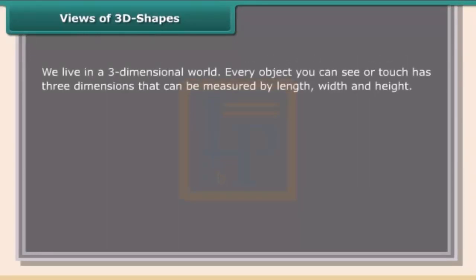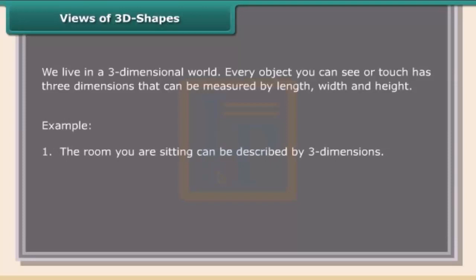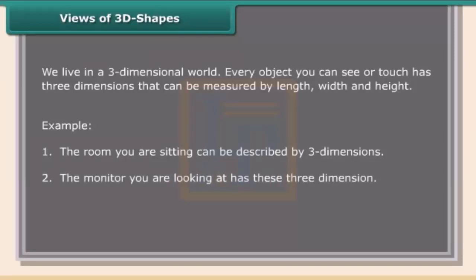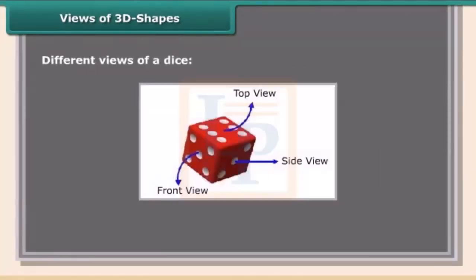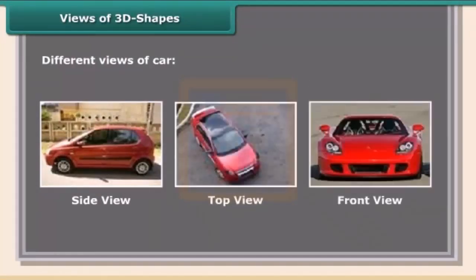Views of 3D shapes. We live in a three-dimensional world. Every object you can see or touch has three dimensions that can be measured by length, width, and height. Example 1. The room you are sitting in can be described by three dimensions. The monitor you are looking at has three dimensions. Different views of a dice: side view, top view, front view. Different views of a car: side view, top view, front view.